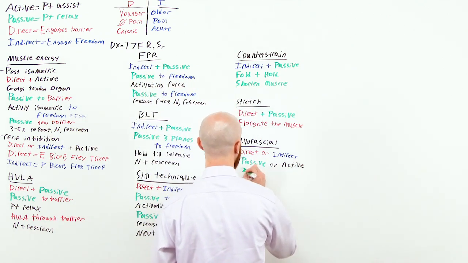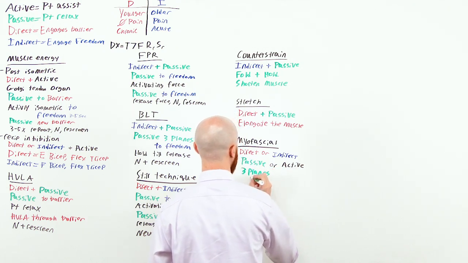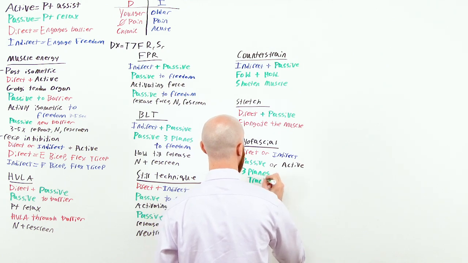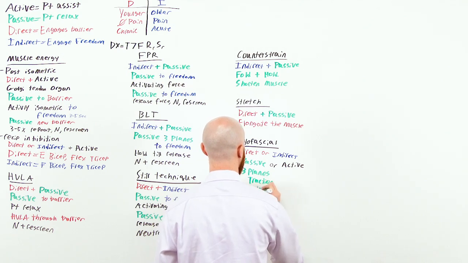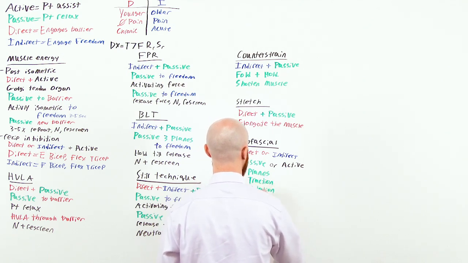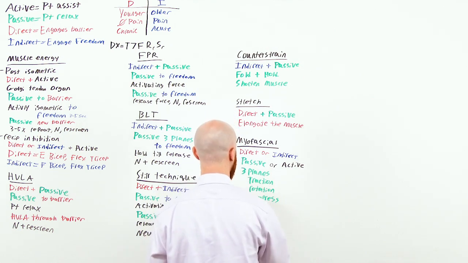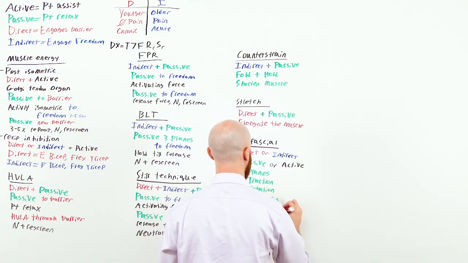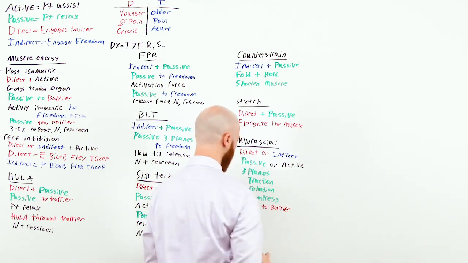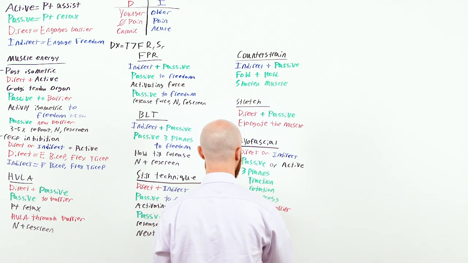So 3 planes of motion, which include traction, rotation, and compression. Direct to the barrier, or where the tissues cannot go, and indirect into the freedom.